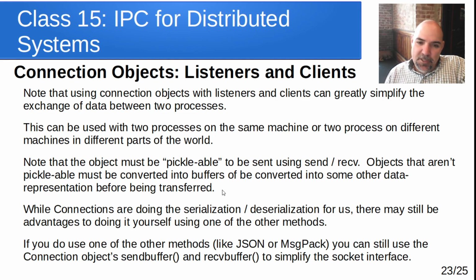Now, while connections are doing the serialization and deserialization for us, there may still be advantages to doing it yourself using one of those other methods like JSON and MessagePack. The main advantage I can see for MessagePack is that it is more compact, uses space more efficiently, and runs faster. And an advantage for JSON is that it's more universally used than Pickle. In other words, it's cross-language. And if you do want to use one of those other interfaces, you just use send buffer and receive buffer. You can still use the connection object.